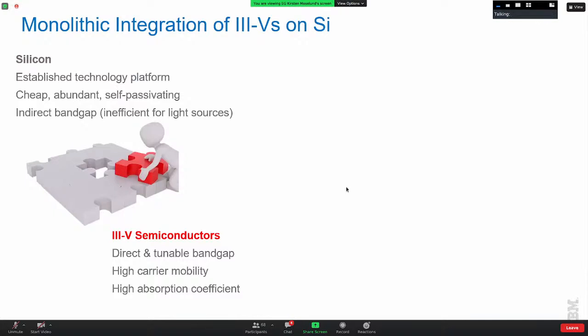For this reason, I could say about our work, we are really focused. IBM is a semiconductor company, or at least we were a semiconductor company. So we're really focused on staying on a silicon platform, because that's the established technology for electronics. Silicon is cheap, it's abundant, it's self-passivating, and it has a very convenient band gap. It's not too large, not too small. However, for some applications, it's a problem as it is indirect. So it's not very good for light sources, and it's less efficient for detectors. For this reason, we're working with III-V semiconductors, with direct and tunable band gap. They have high capabilities, and they can also reach high absorption coefficients, especially in the near IR. That's interesting for telecom and datacom.